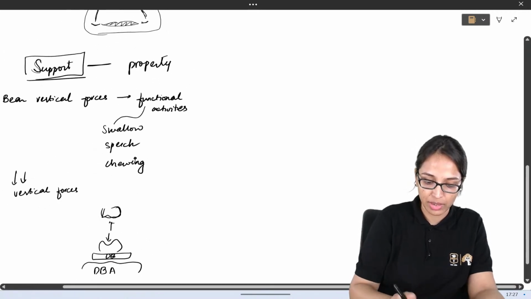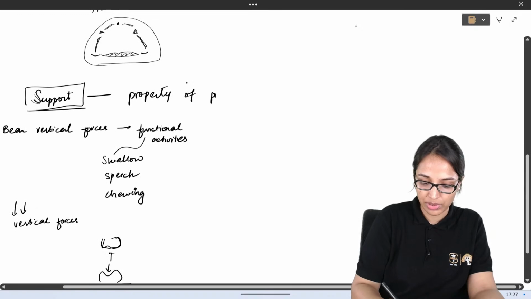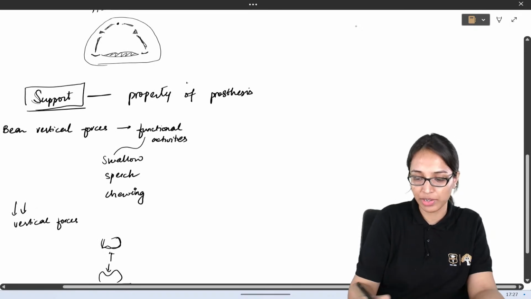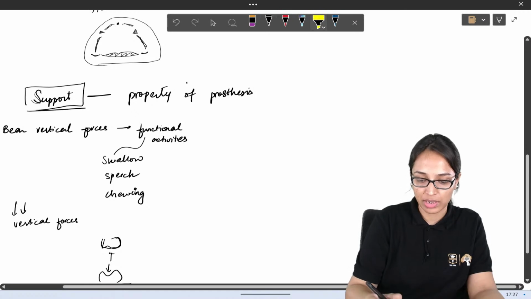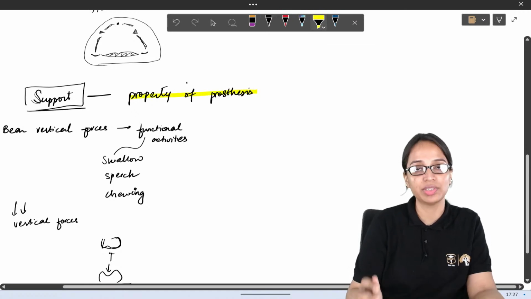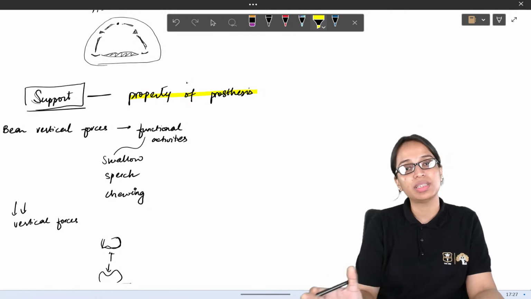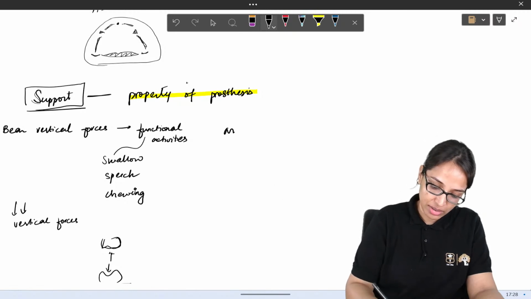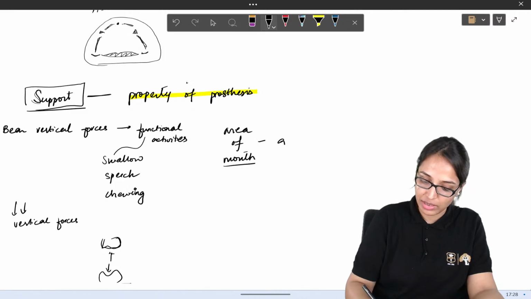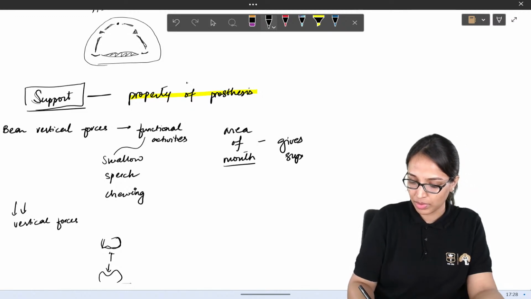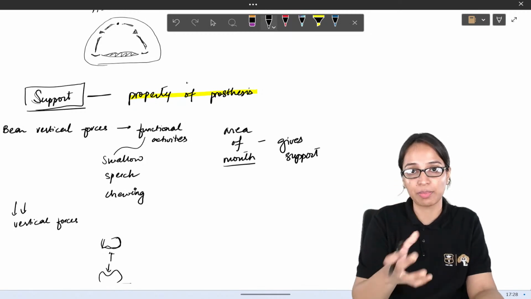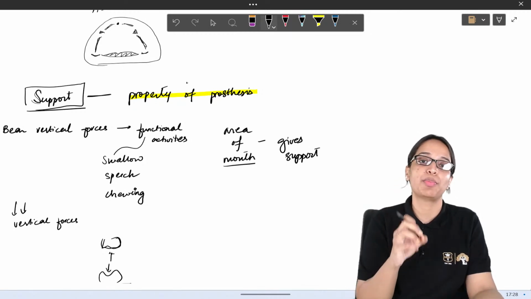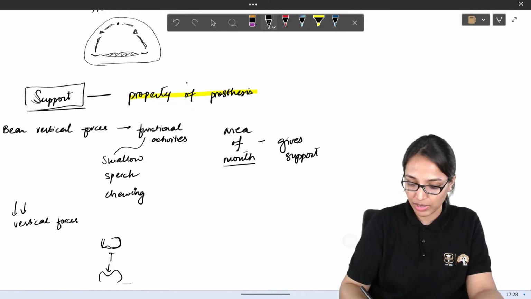Support is a property of prosthesis. What I'm trying to explain to you right now is a very important concept around these simple terminologies that we use in prostho. Support is a property that is present in your prosthesis. The area of the mouth or the intraoral structure that gives you support, or that helps you derive support. The prosthesis is deriving support from some structure of the mouth. That particular structure is called a supporting structure.